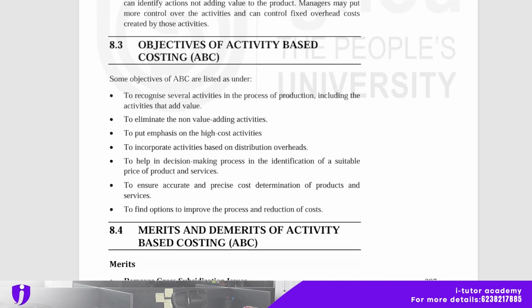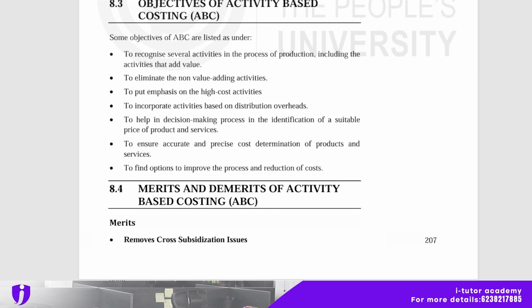Objectives of activity-based costing are to recognize several activities in the process of production, including the activities that add value, to eliminate the non-value adding activities, to put emphasis on the high cost activities, to incorporate activities based on distribution of overheads, and also to help in the decision making process in the identification of a suitable price of products and services, to ensure accurate and precise cost determination of products and services, and also to find options to improve the process and reduce cost.